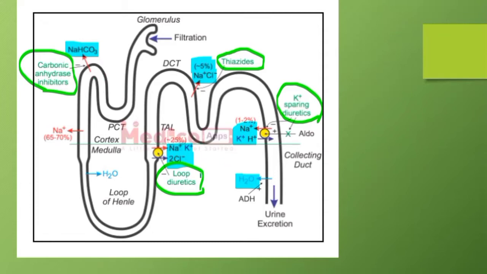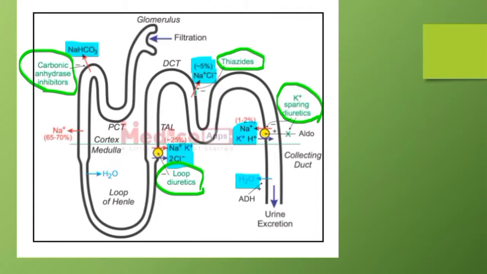So you have to remember that loop diuretics act on the sodium potassium 2 chloride channel, and they block this channel. So there will be reduced reabsorption of sodium chloride as well as potassium, so there will be more diuresis, with loss of these electrolytes along with water. Similarly, thiazide will block the sodium chloride channel, so there will be no reabsorption of sodium chloride. Sodium and chloride will be excreted via the urine, and we know that whenever sodium is excreted, water is excreted along with it.